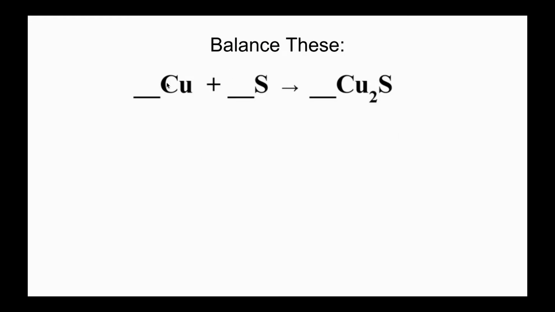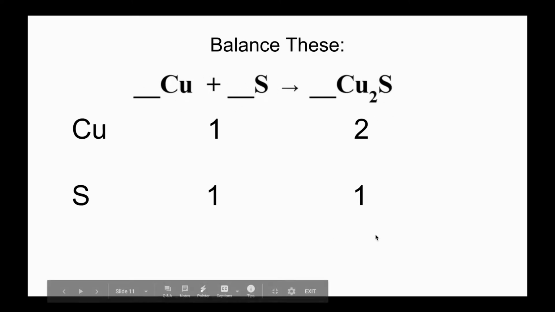Now, I have copper reacting with sulfur in order to produce copper sulfide right here. So again, let's add up the number of coppers on each side and the number of sulfurs on each side to see what's happening here. So with my coppers, I have one copper on the reactant side, and I have two coppers on the product side. For sulfur, I have one on the reactant side and one sulfur on the product side. So the only thing I need to balance is this copper right here.